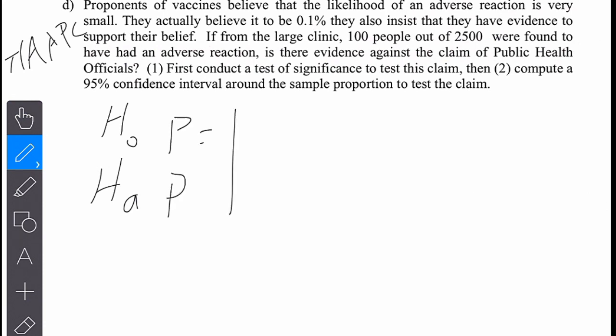Remembering for every single problem, whatever number I put in here as the statement of status quo, I have to put the same number here, and this always is equal. But I get to decide if it's less than, greater than, or not equals for the alternative.